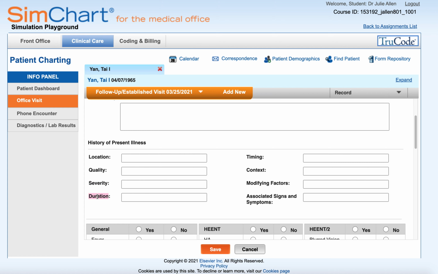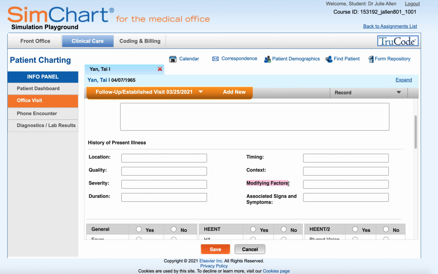Duration would be how long the condition has been happening. And timing would be when the pain happens. Is it intermittent? Is it consistent? Is it after meals? Is it in the evening? Is it when the patient lays down? Context might have something to do with what the patient was doing when the pain started, for example.